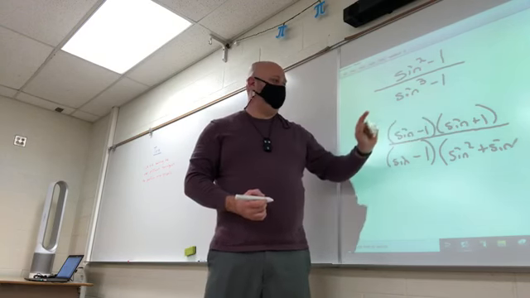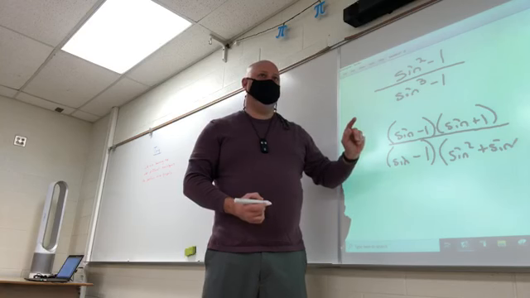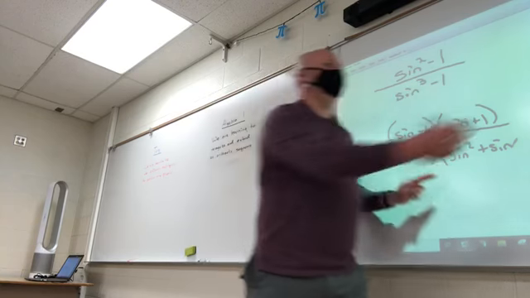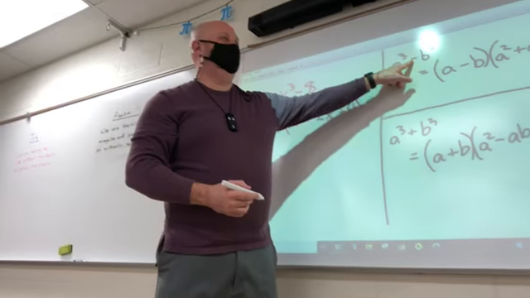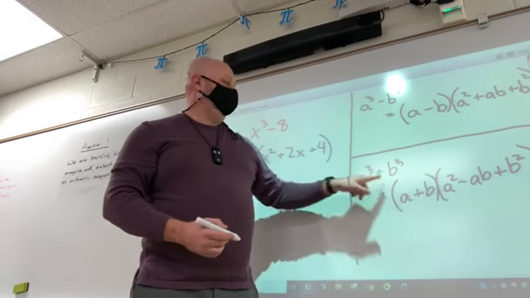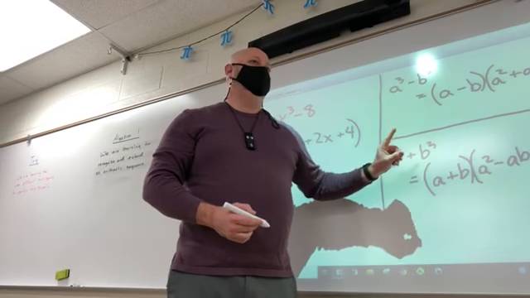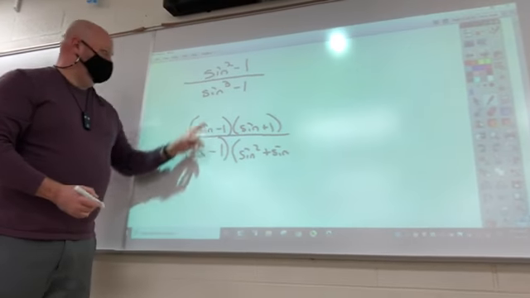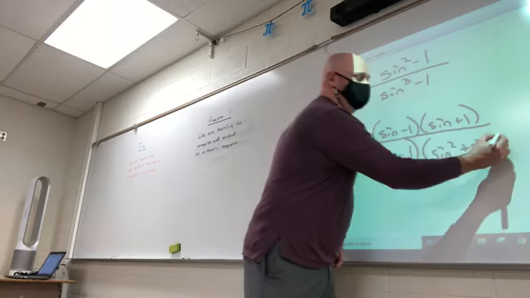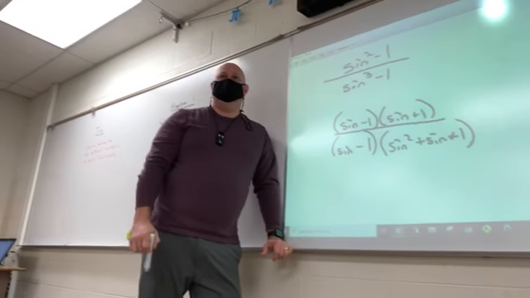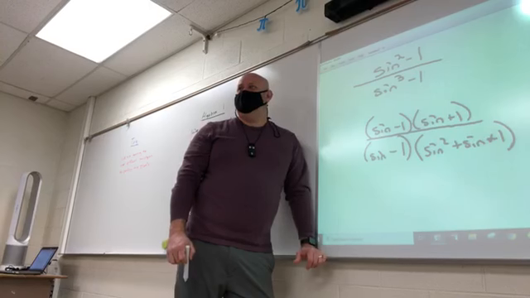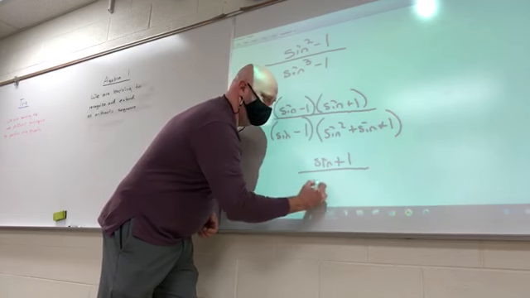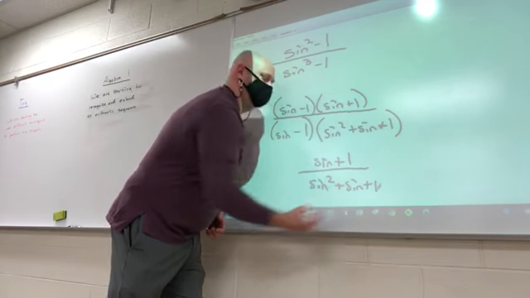And then, what? On the bottom, it's a minus b, right? If this is minus, the first one's minus. Everything over here should be plus. If it's minus, then there's always one negative, and the negative goes in there. Remember? Okay? So that's negative, so the negative goes here, and then it should be plus 1. What's left to do? Cancel the sine minus 1s, and I'm just left with sine plus 1 over sine squared plus sine plus 1.